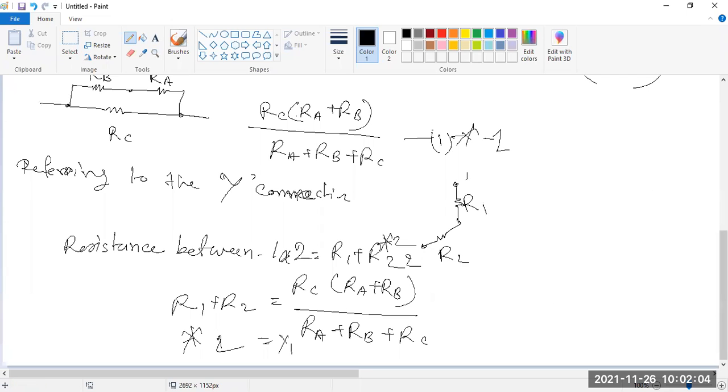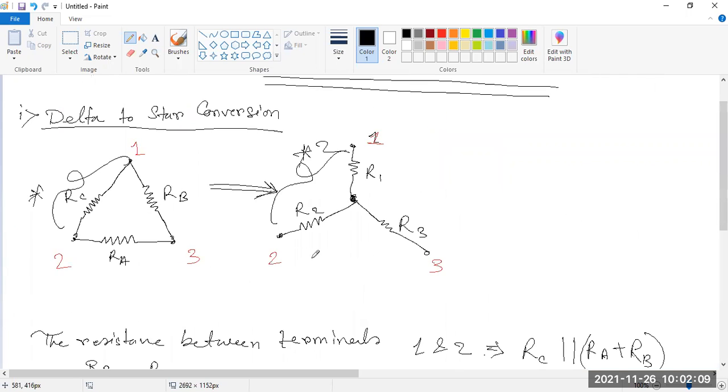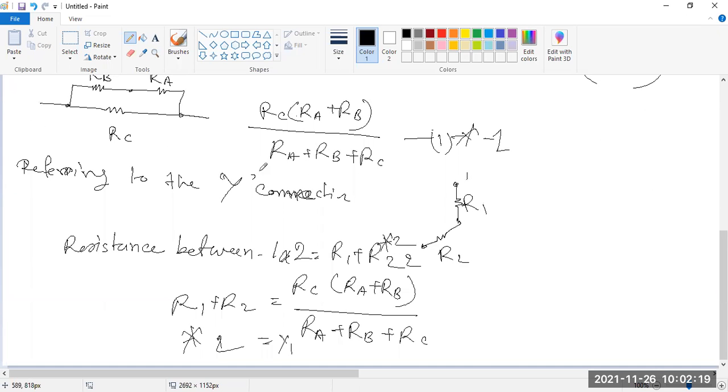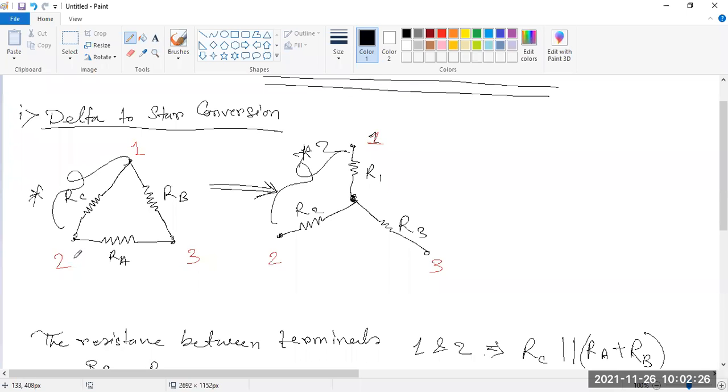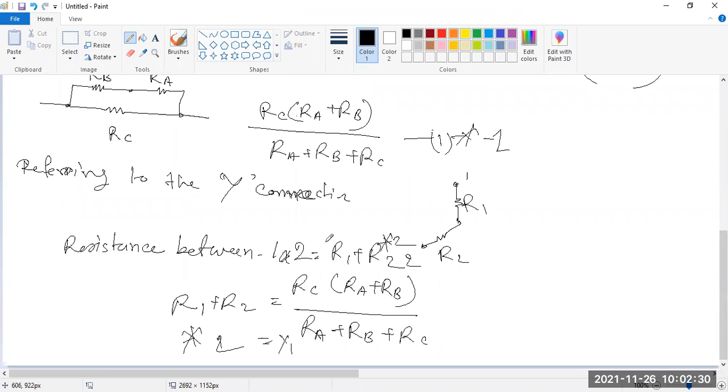Now up to this, I think you can easily understand, because the summation of this resistance is equal to the equivalent resistance of this between 1 and 2. So we can equate this. Up to this we can evaluate, but this is for only connection 1 and 2. Now we have to find out 2 and 3. Now we have to find 3 and 1.